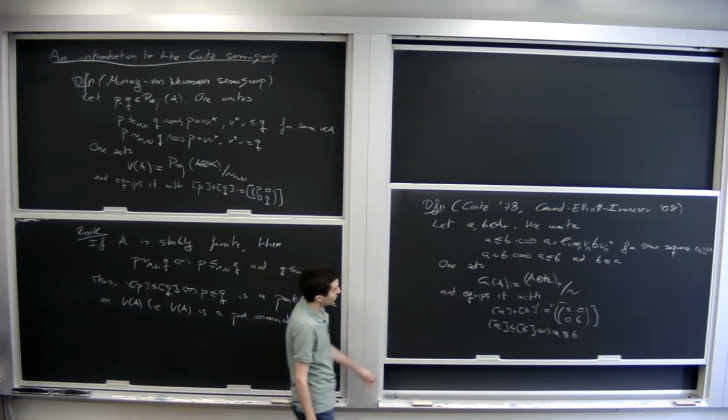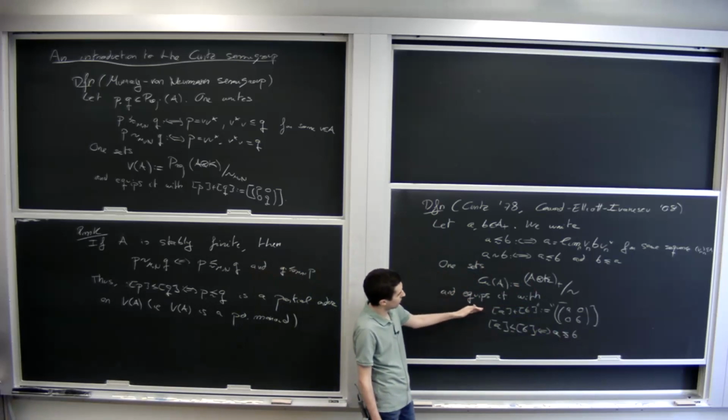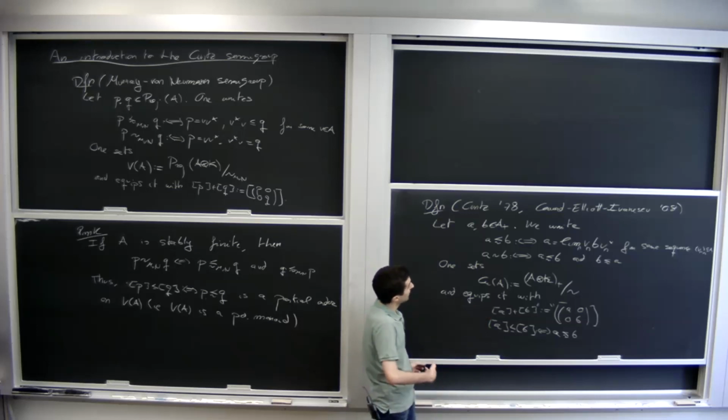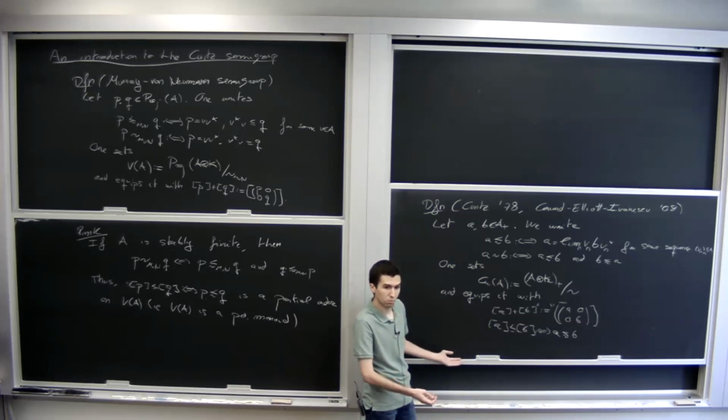Okay. So again we have a set with an order and an addition. So this makes it into a positively ordered monoid as well. So given any C*-algebra, we have a way of constructing a positively ordered monoid, which is the Cuntz semigroup.